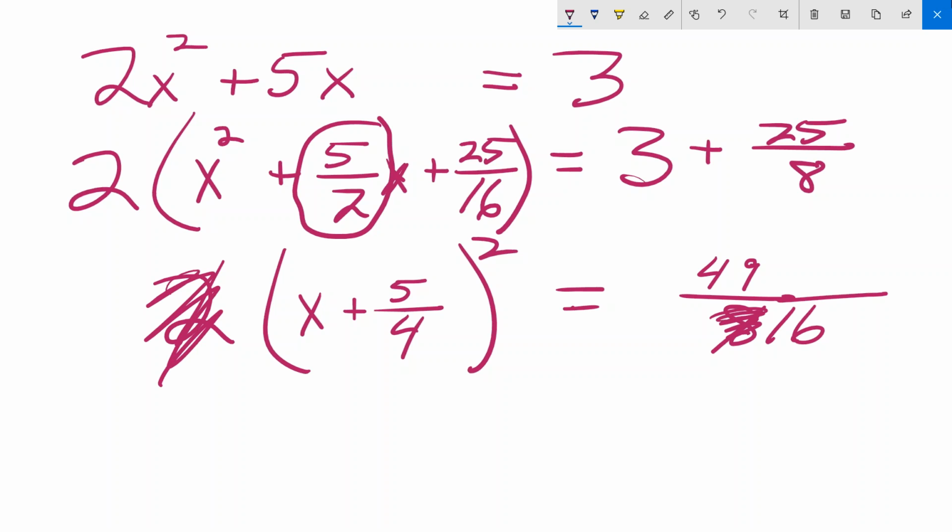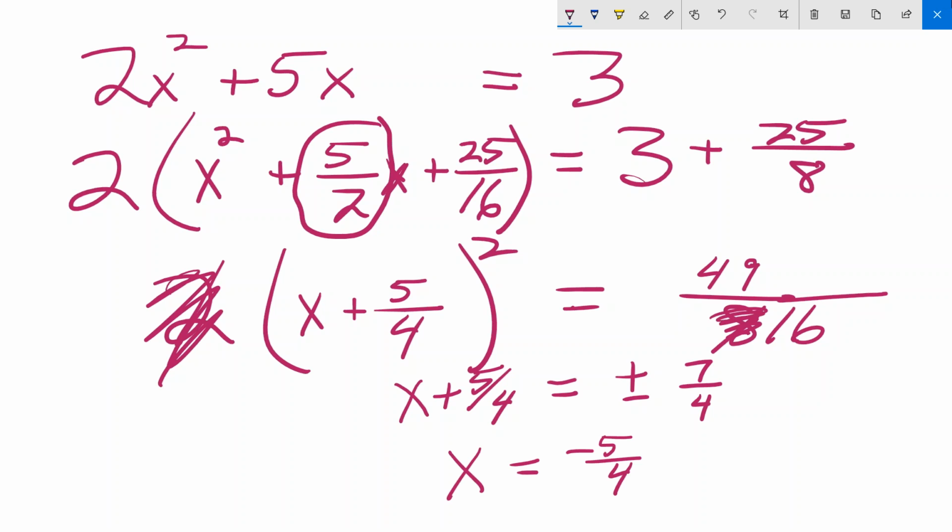Awesome. So what's our next line? Our next line is x plus 5 over 4 equals. What are the first words? Equals plus or minus root 49 over 16, which is 7/4. Root 49 is 7 and root 16 is 4. What's the last line? So that's x equals negative 5 over 4 plus or minus 7/4. Okay, now I can do something with that.